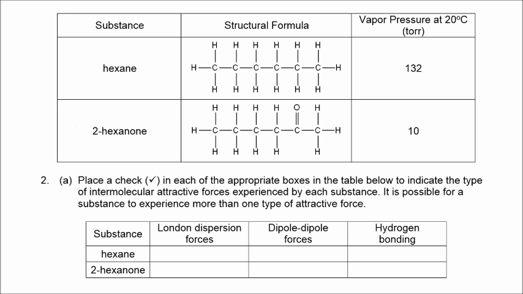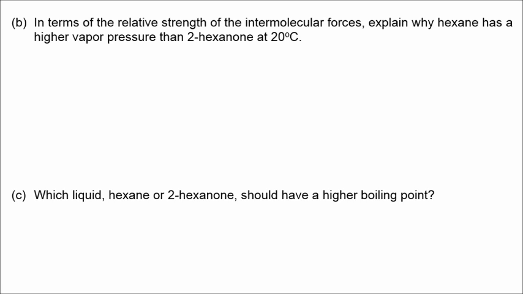Okay, moving on to free response question number 2. We have hexane, which is a non-polar substance, so it only experiences London dispersion forces. We have 2-hexanone, which is polar but does not experience hydrogen bonding. So it has London dispersion forces and dipole-dipole forces. In terms of the relative strength of the intermolecular forces, explain why hexane has a higher vapor pressure than 2-hexanone.